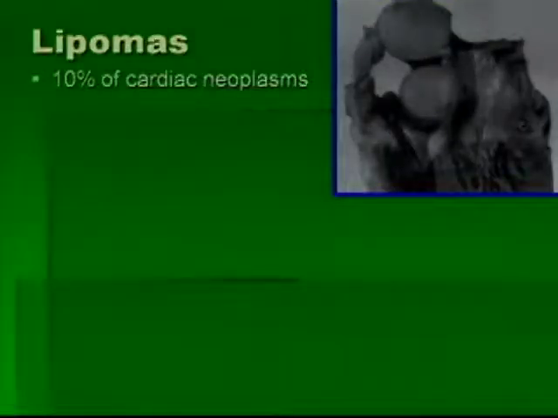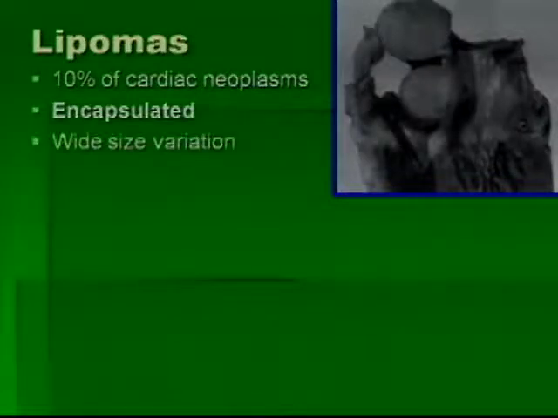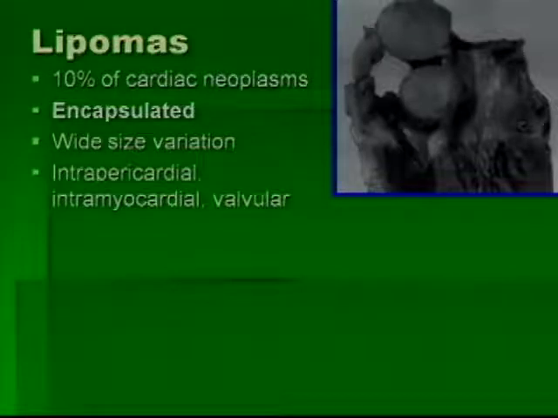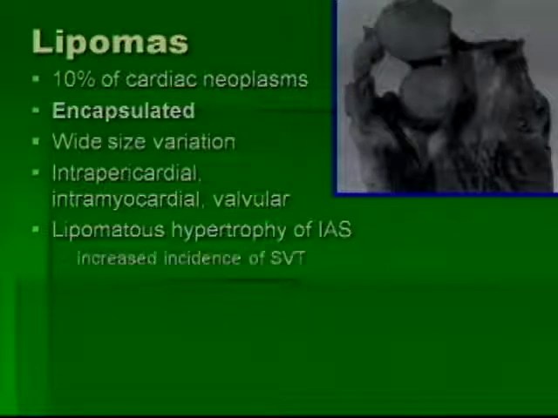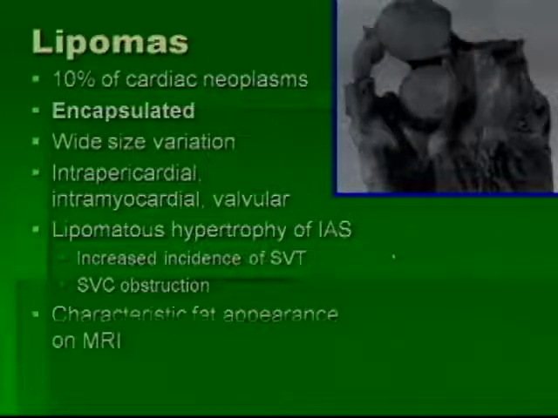Lipomas consist of 10% of cardiac neoplasms. They tend to be encapsulated. There's a wide size variation. They can be intrapericardial, intramyocardial, they can grow from the valves. And then, of course, there's lipomatous hypertrophy of the intra-atrial septum, which is essentially a lipoma. There is an increased incidence of supraventricular tachycardia, especially when the septum is involved. There can also be SVC obstruction. It's not hard to see how this tumor could obstruct the superior vena cava.